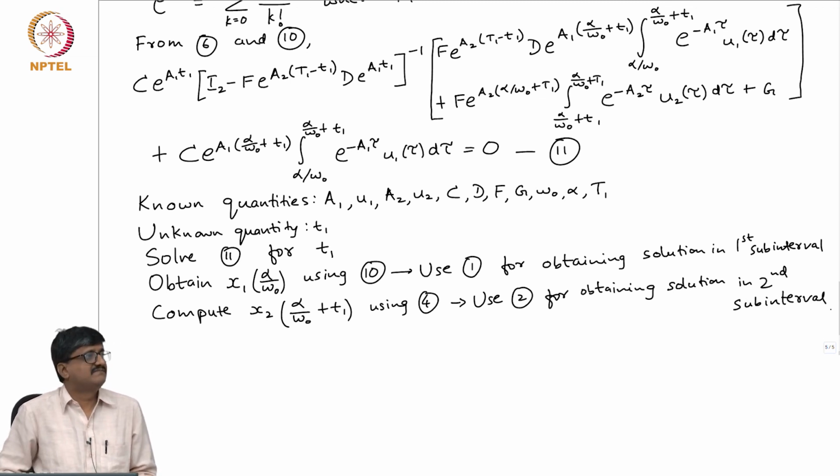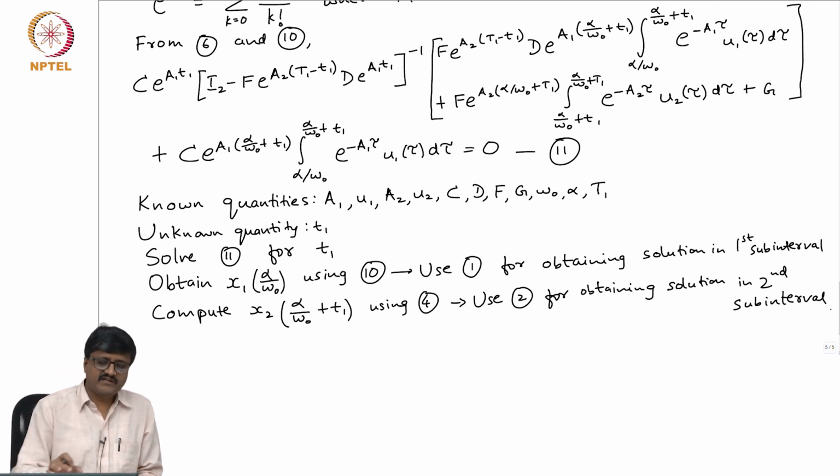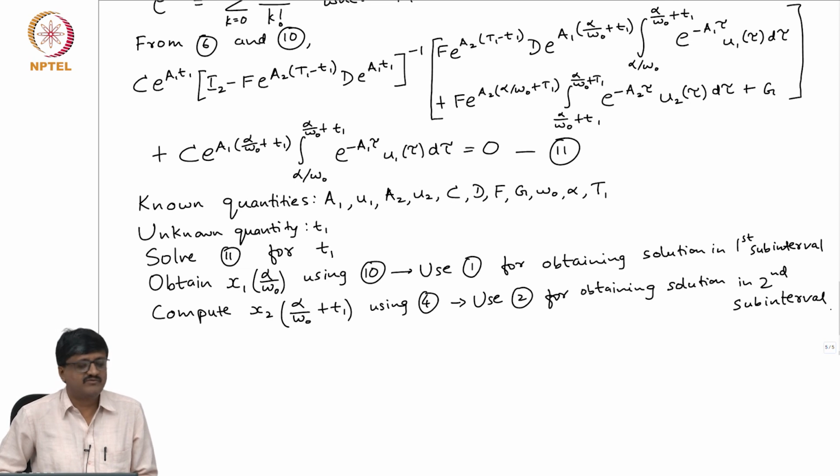Fine. So it requires initially the solution of a nonlinear algebraic equation, equation 11, to solve for this unknown quantity T1. From that everything else follows. How exactly to use this in the special cases, we will see in the next class.